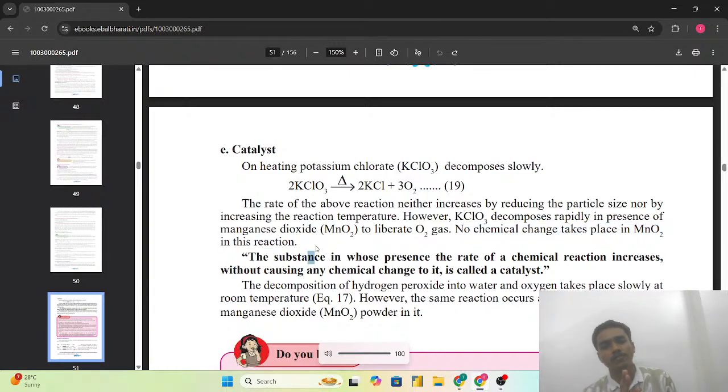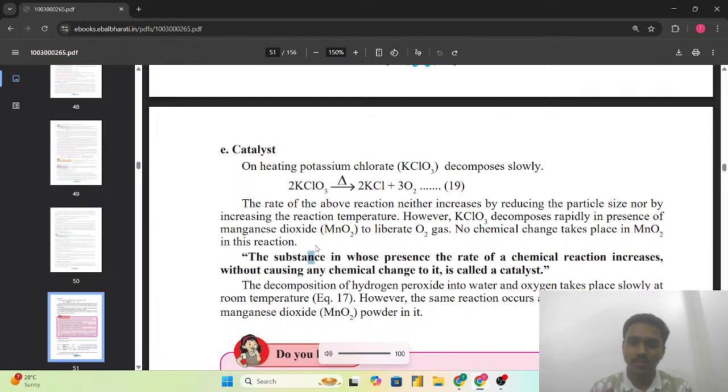So basically, when we are studying the decomposition of KClO3, we can observe that KClO3, the reactant, when provided with heat, leads to the formation of potassium chloride KCl, and oxygen gas is evolved. But here we can see that this reaction does not happen at a faster rate, even if we reduce the particle size of the KClO3 or increase the amount of heat provided. The reaction is taking place at a slow pace.